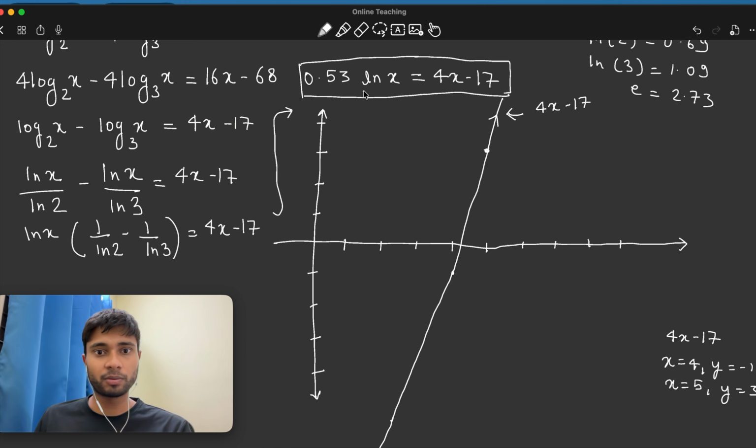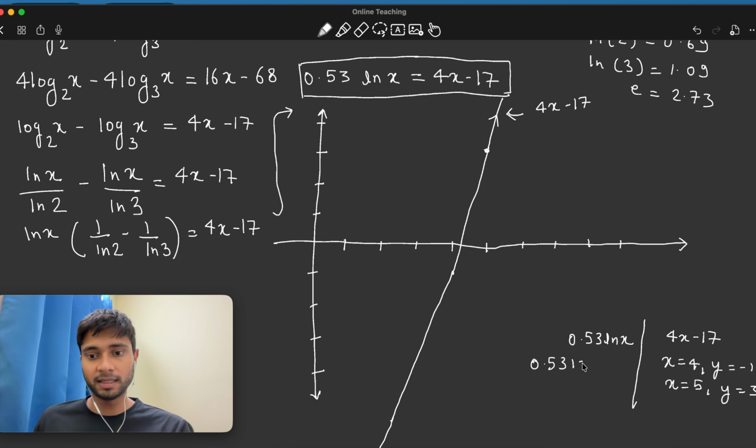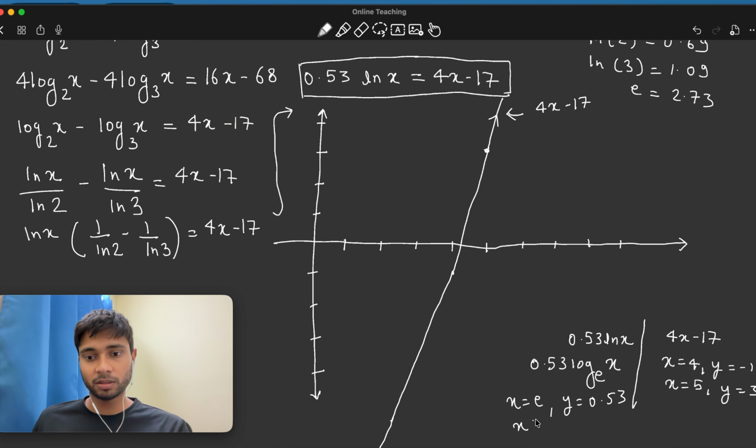Let's try to plot the value of 0.53 ln x. Okay, if I draw 0.53 ln x, this is also simple. We know ln is nothing but log base e, where e is 2.73. So when x will be equal to e, 0.53 log e will convert to y equal to 0.53. When x is equal to 1, we all know log 1 is 0.